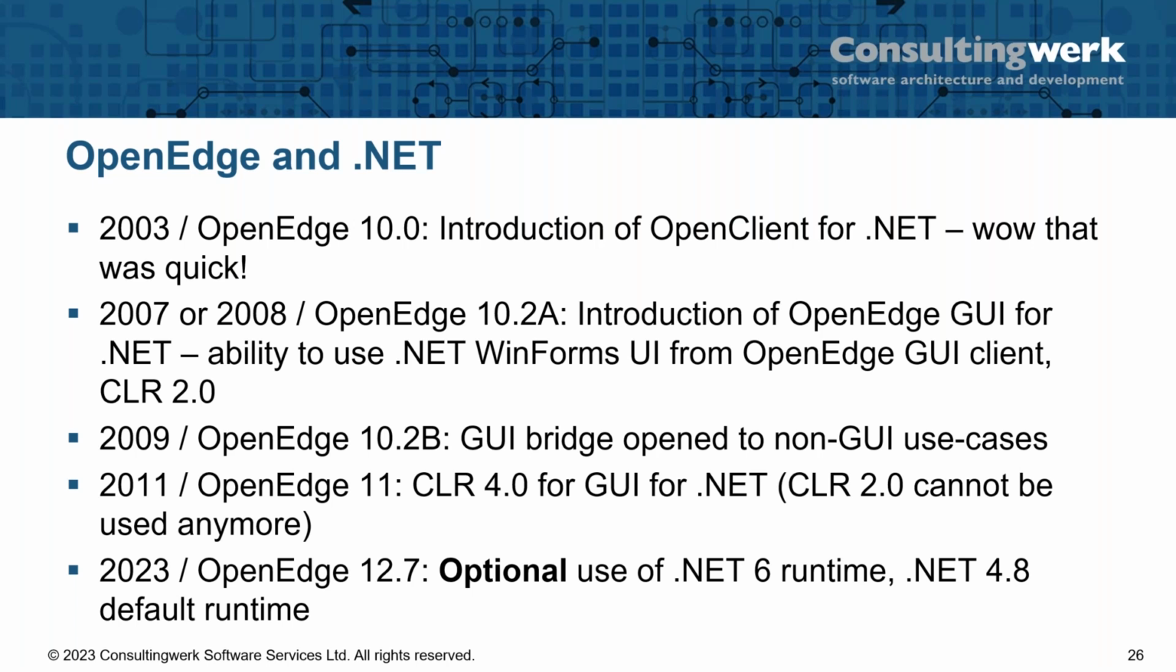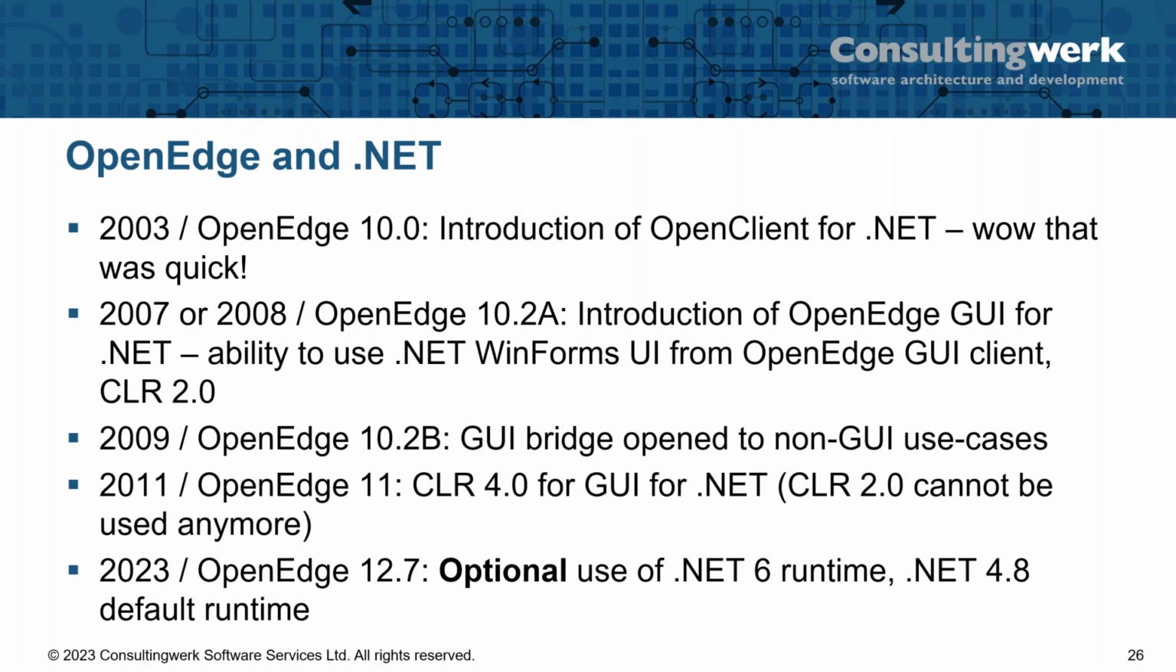Now 12 years later, with OpenEdge 12.7, we have the optional use of the .NET 6 runtime. .NET 4.8 remains the default runtime. And I have no information if Progress ever intends to change that. I would assume that that would be subject to how much we, the customers of Progress Software, are going to adopt the .NET runtime versus sticking to the 4.8 framework.